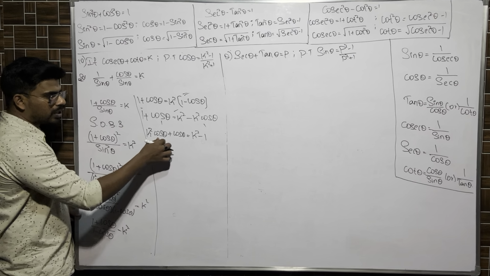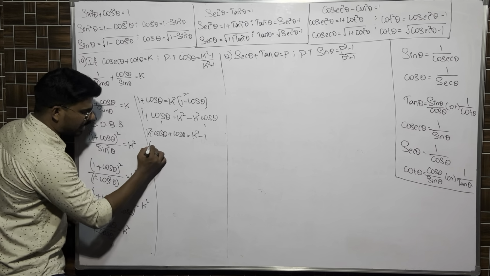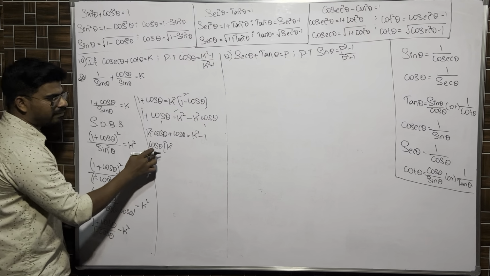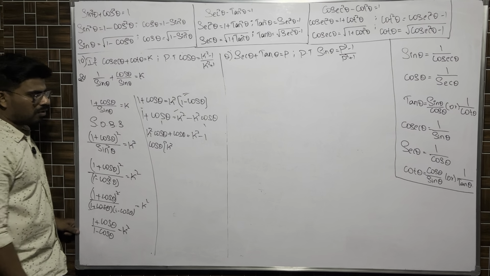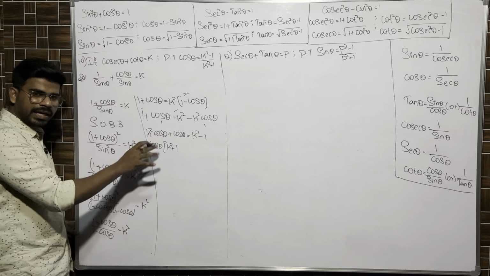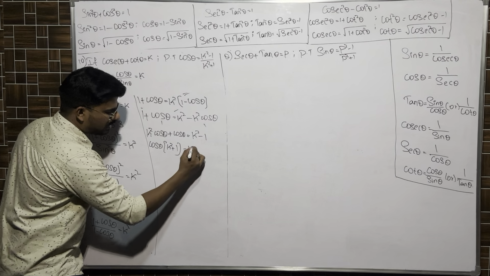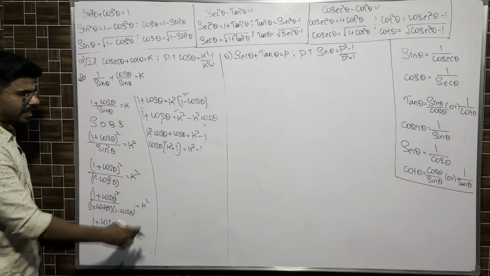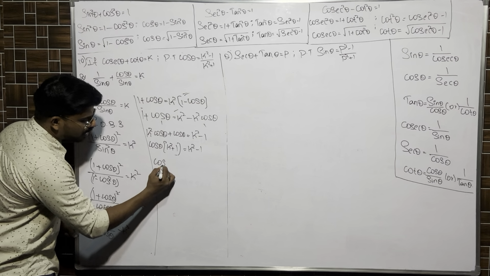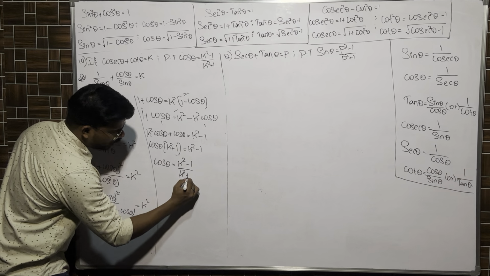From k square cos theta and cos theta, I can take cos theta as common. Cos theta is common. If I take cos theta as common, here I have k square, and whatever is there while taking common, if x was there and you have taken x as common, you will have 1. So cos theta into k square plus 1 is equal to k square minus 1. This k square plus 1 is in multiplication. If I send it this side, it will become division. So cos theta is equal to k square minus 1 by k square plus 1.